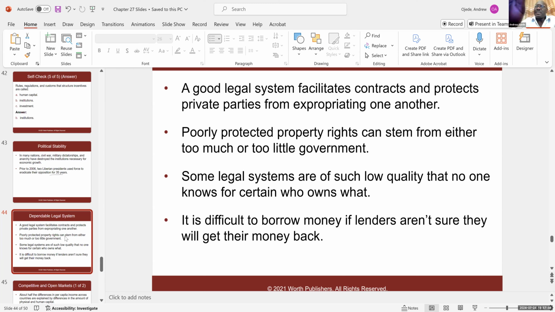And then poorly protected property rights can stem from either too much or too little government. And then some legal systems are of such low quality that no one knows for certain who owns what. That's how bad it is in some developing countries. And it's difficult to borrow money if lenders aren't sure they will get their money back. That's the problem.